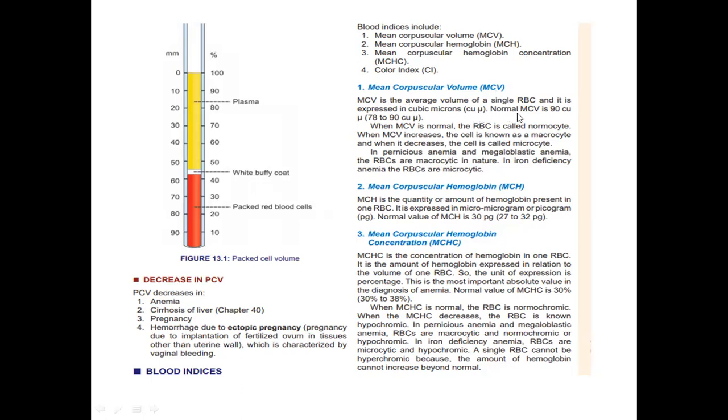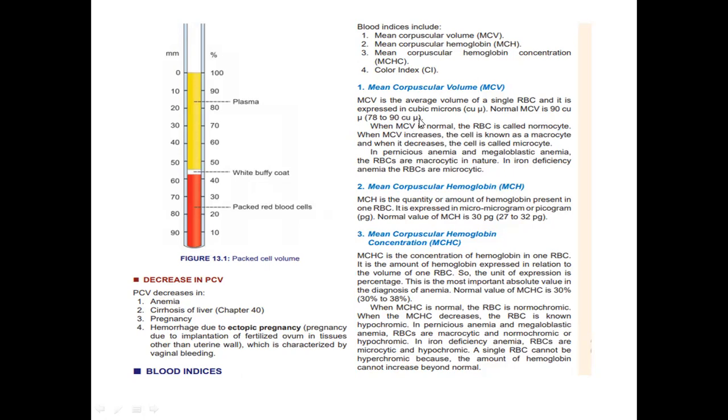The normal mean corpuscular volume is 90 cubic microns, or if you want to take a range, it ranges between 78 cubic microns to 90 cubic microns. So remember this.